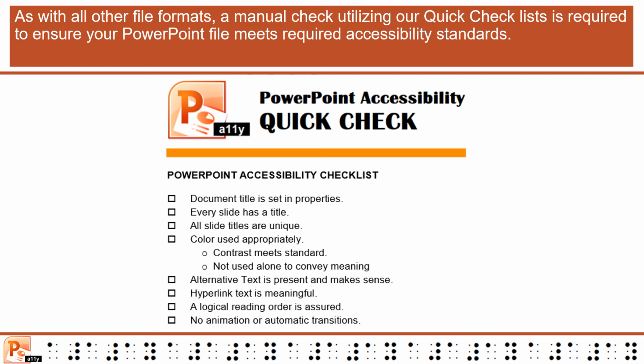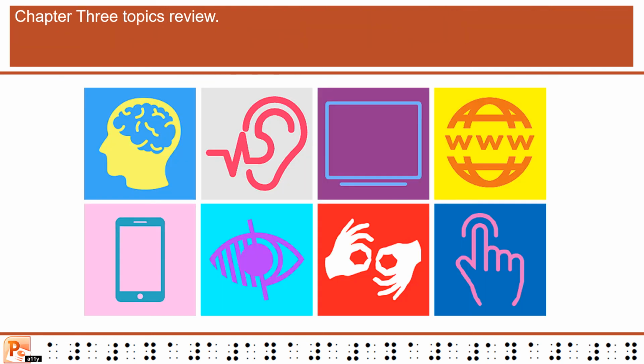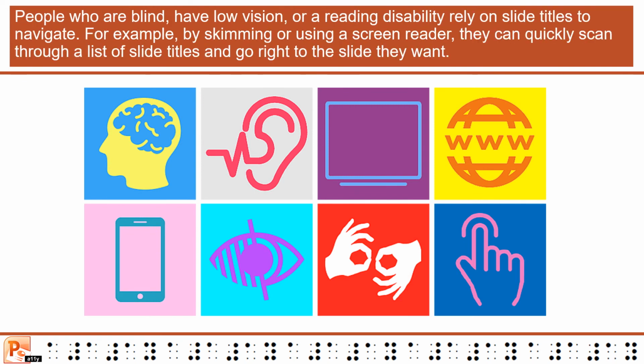Chapter 3 Topics Review. Every slide must have a title, and the title must be unique. People who are blind, have low vision, or a reading disability rely on slide titles to navigate. For example, by skimming or using a screen reader, they can quickly scan through a list of slide titles and go right to the slide they want.